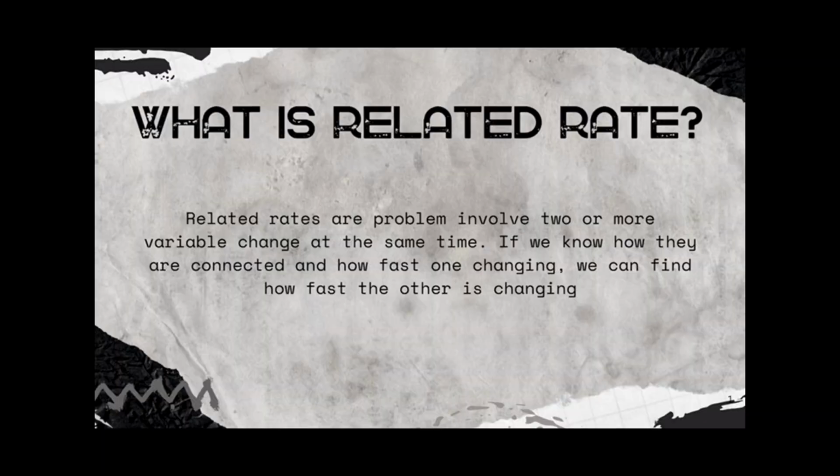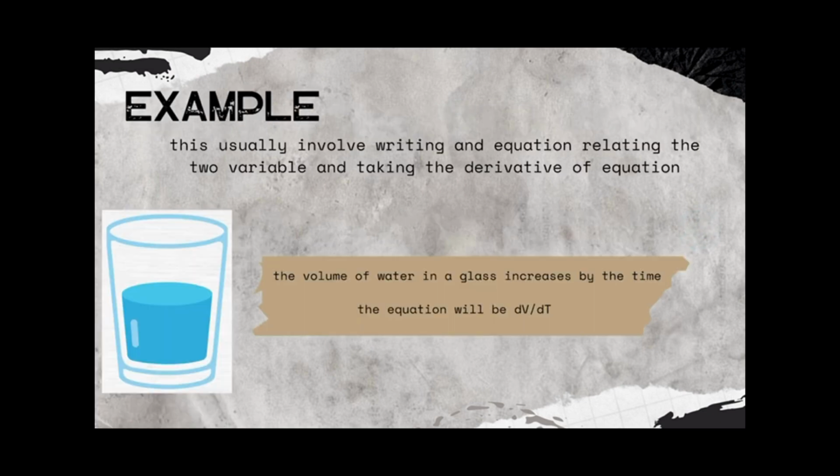So first of all, what is related rate? Related rate problems involve two or more variables that change at the same time. If we know how they are connected and how fast one is changing, we can find how fast the other is changing. So the next slide is an example. This usually involves writing an equation relating the two variables and taking the derivative of the equation.